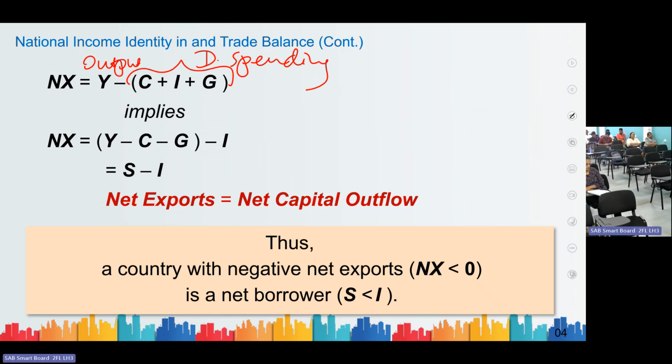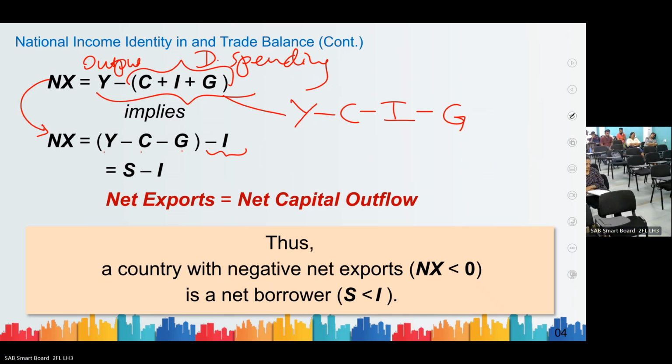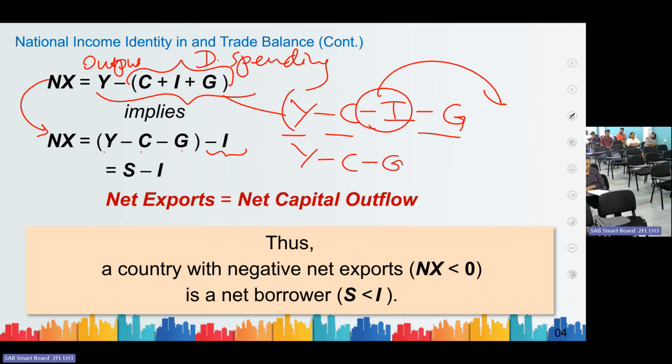So I introduce another modification to this expression. I write Y, C, G together, and I keep I separately. So if I extend this, it is Y minus C minus I minus G. I separate this minus I, and I write Y, C, and G together. That is what I have done here. Y minus C minus G minus I. So this Y minus C minus G can be written as S.